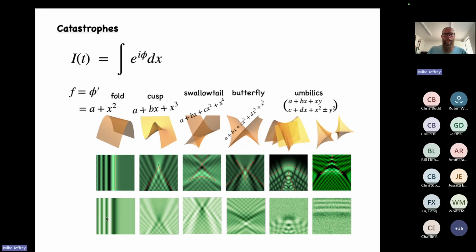You can see the fold, it did pretty well. The cusp, okay. The swallowtail's getting a bit bad. The butterfly, it's really struggling. And the umbilics, actually, the first umbilic, it did okay. The second one, it's really quite terrible.